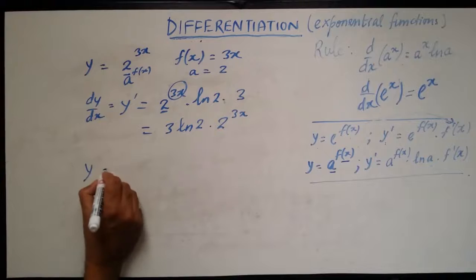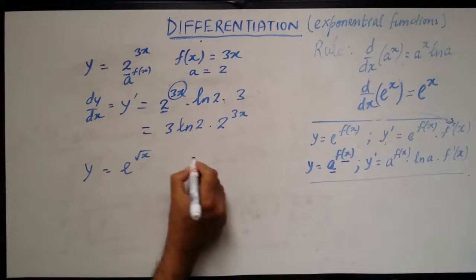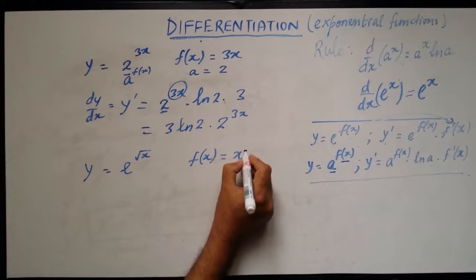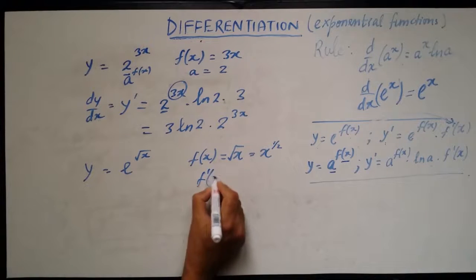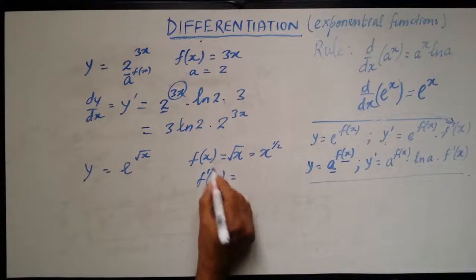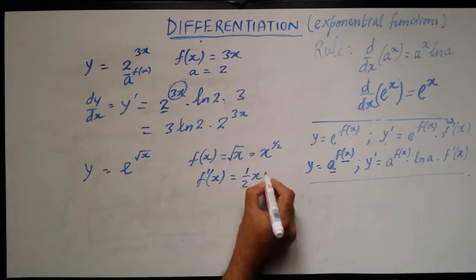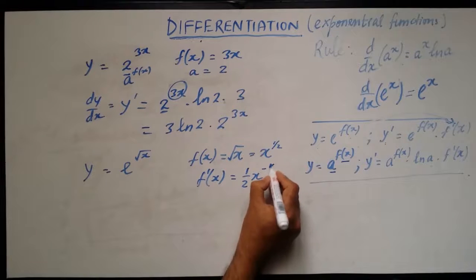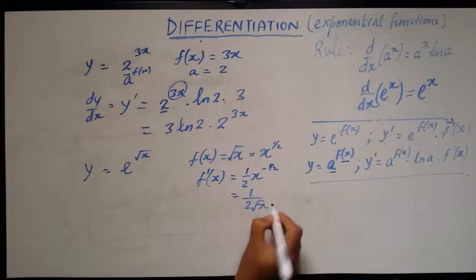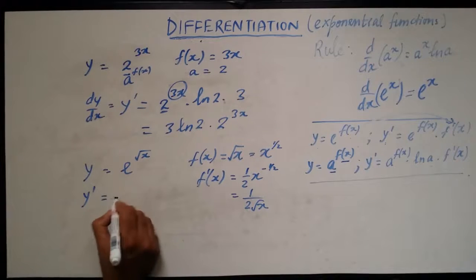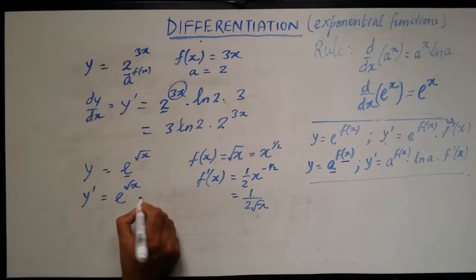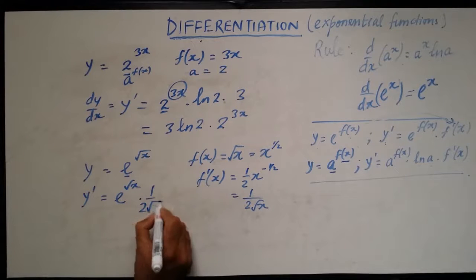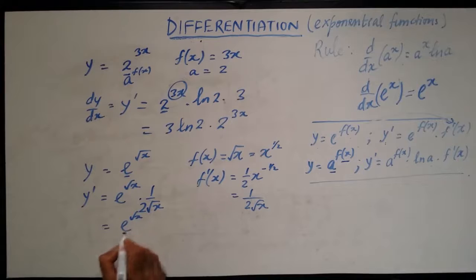Okay, let's say this one. y is equal to e to the power root of x. What is the function here? It is root of x, or we can say it is x to the power half. So we find the function f. Differentiation of f(x) is f dash x, which is half of x to the power half minus 1, that is x to the power minus half, or it is 1 upon 2 root x. So here the differentiation is e to the power root x. Since it is e, ln of e is always 1, and multiplied by f dash x, which is 1 upon 2 root x. So it is e to the power root x upon 2 root x.